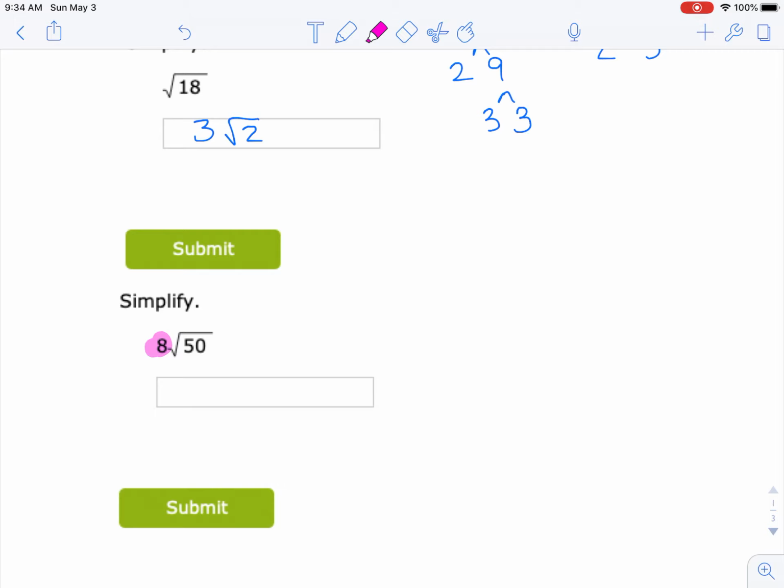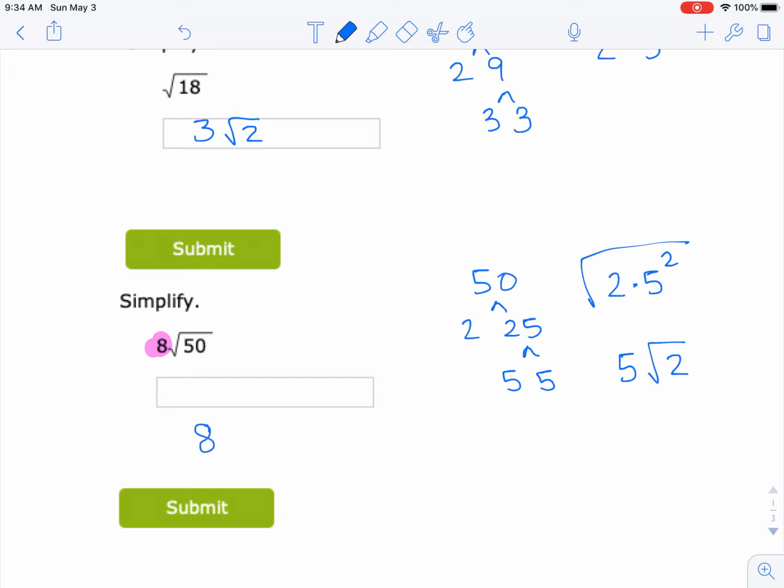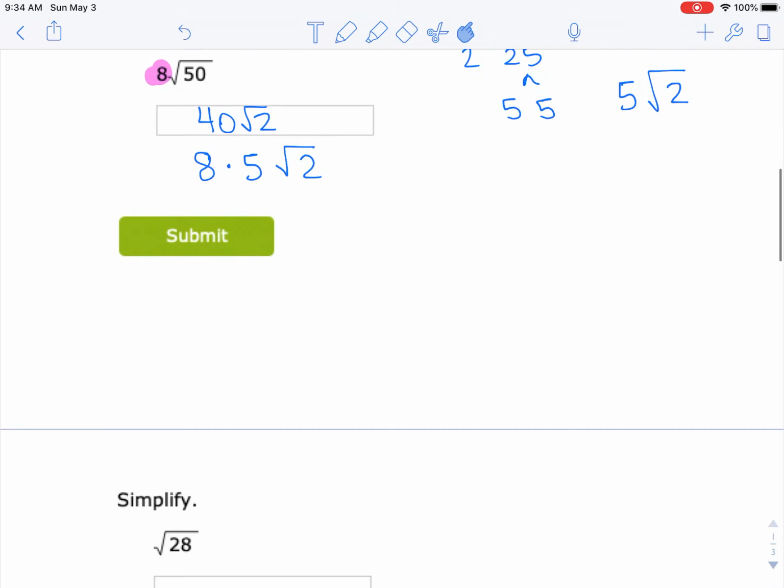Let's ignore this out front just for now and look at only the square root of 50. 50 is 2 times 25, 5 times 5. So this is 2 times 5 squared. And the square root of that would be 5 root 2. Now bring that over with the 8 out front. And we just multiply 8 times 5, which is 40 square root of 2.